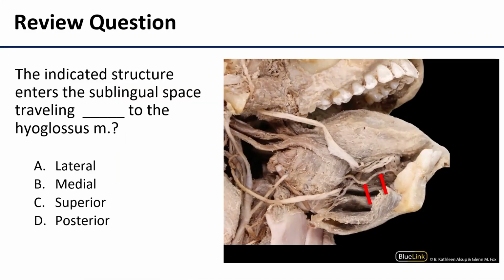And that brings us to the end of the material for this session. So here is your review question. I want you to identify the structure that those two little red arrows are pointing at. So the indicated structure enters the sublingual space, traveling blank to the hyoglossus muscle.